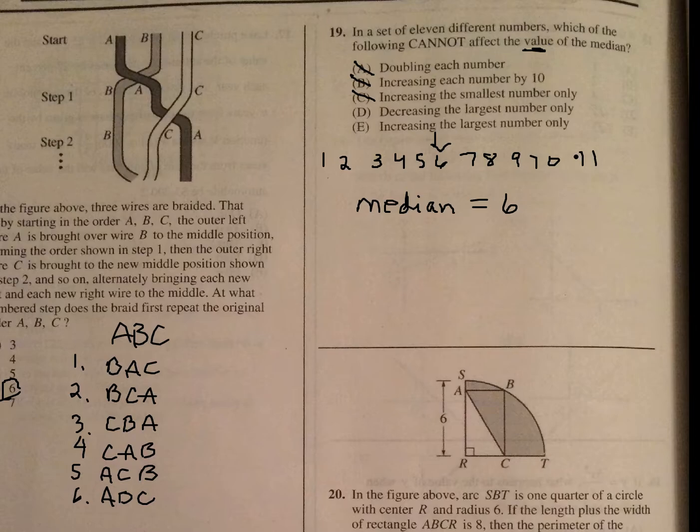What if you decreased it by 10 and it jumped down here? Then the median changes again. It would change to 5. So that doesn't work. What if you increased the largest number? What if the 11 became a 12? Well, that doesn't do anything. It doesn't make the median change because it's on the end. So that's your answer. A weird one.